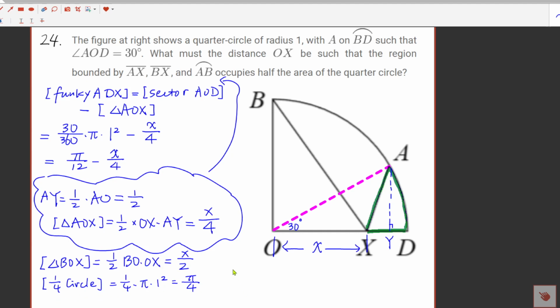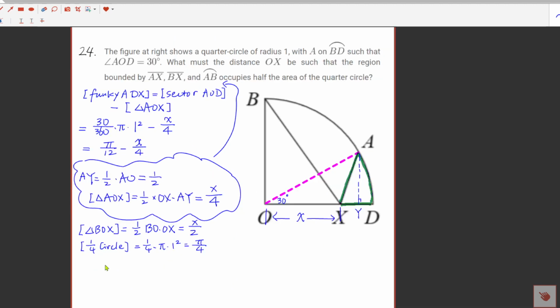So we have the following relationship. We must have pi over 12 minus x over 4, that's the area bound by the green curves, plus x over 2, which is the area of these green triangles, must equal a half of the quarter circle, which is a half of pi over 4, right?